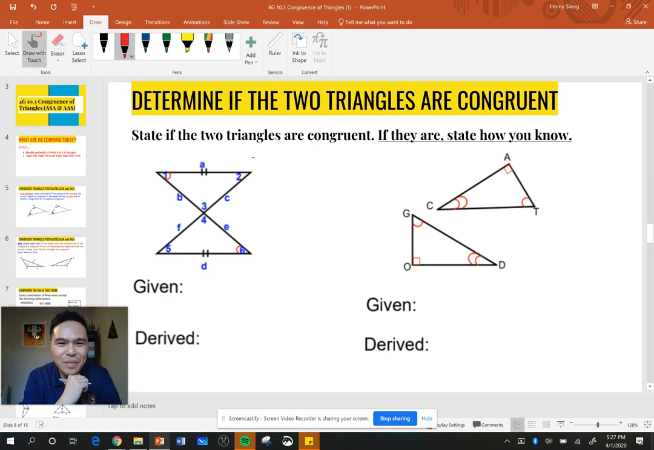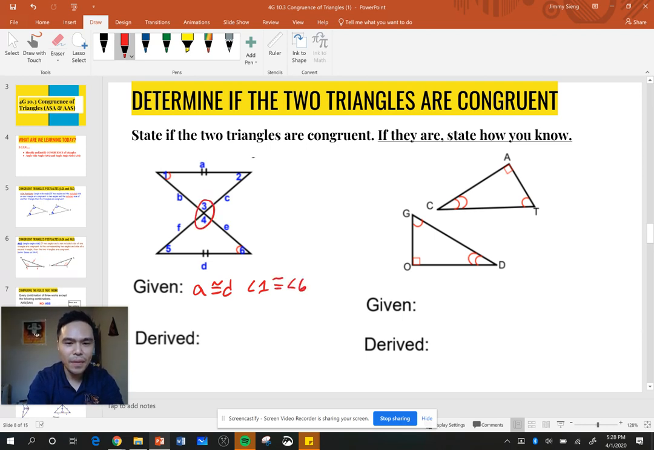Okay, so state if the two triangles are congruent. If they are, state how you know. So let's go ahead and look at this. I'm given three different things here. Looking at this, you can't really say what kind of triangle this is, but let's just go with the angles and what we have. So it looks like I have a side. I could say A is congruent to D. I could say angle 1 is congruent to angle 6.